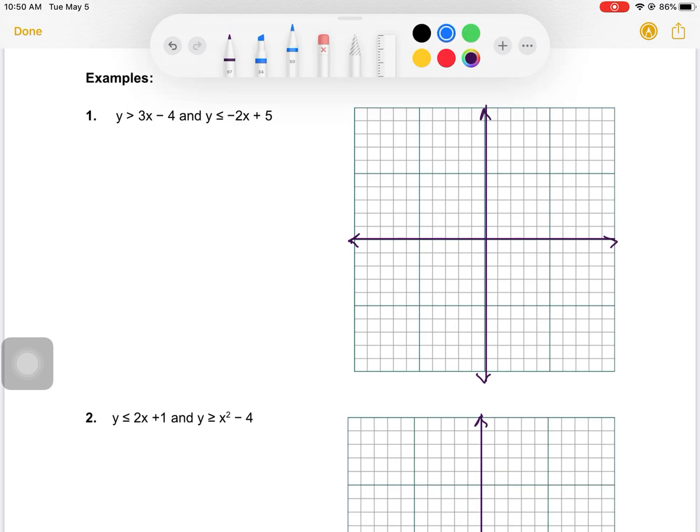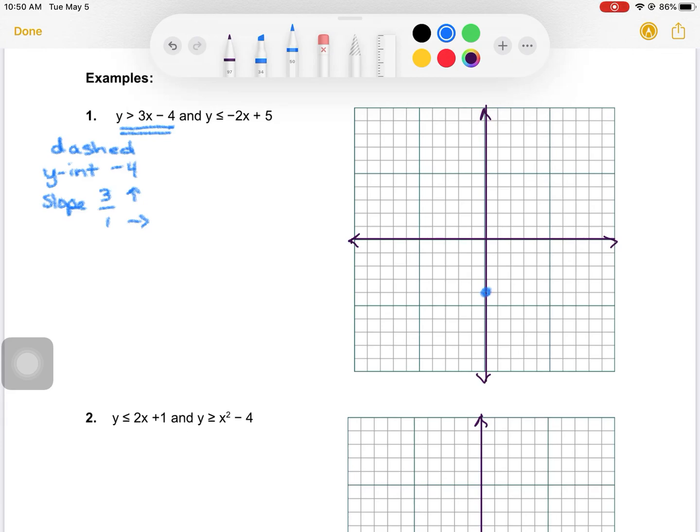I'll do this in two different colors. I'll start with this inequality first. I know that it's going to be a dashed line because it's just greater than. I've got a y-intercept at -4, and I've got a slope of 3, which is the same as 3/1. It's a rise of 3 and a run of 1. So I go to graph that line.